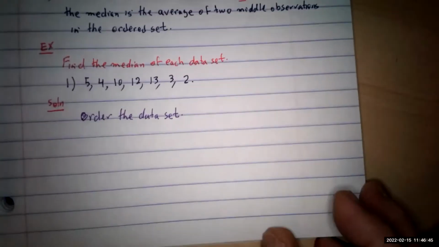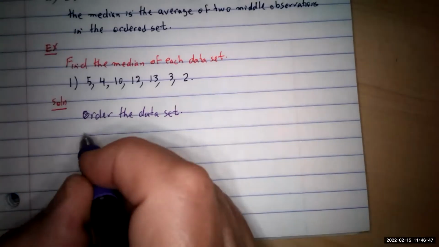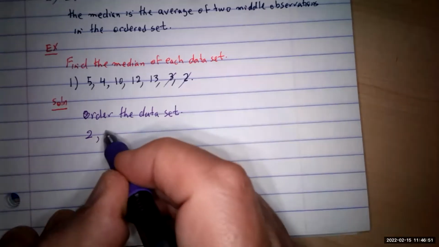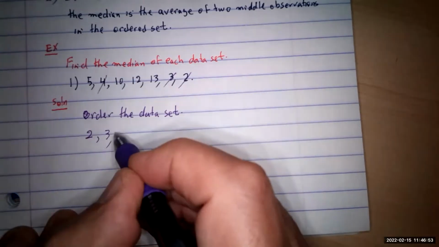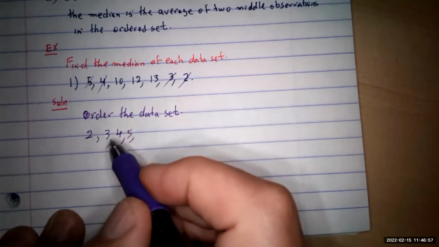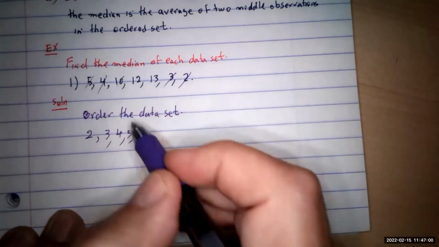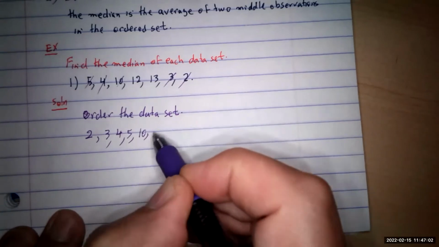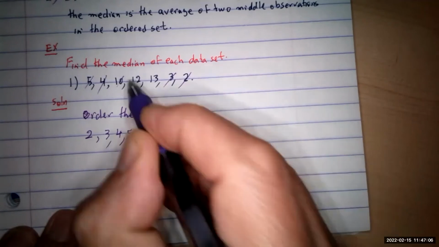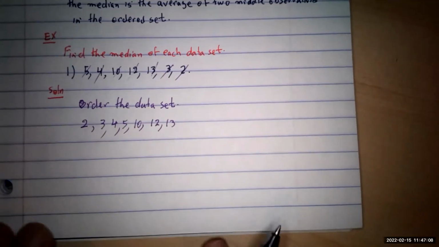Okay, so there you are. The smallest number is going to be 2, so it's the first one. Then you go with the 3, and then you have the 4, the 5. Okay, and your next number is going to be 10. So it's going to be 10, 12, and 13. So this is how you order the set.